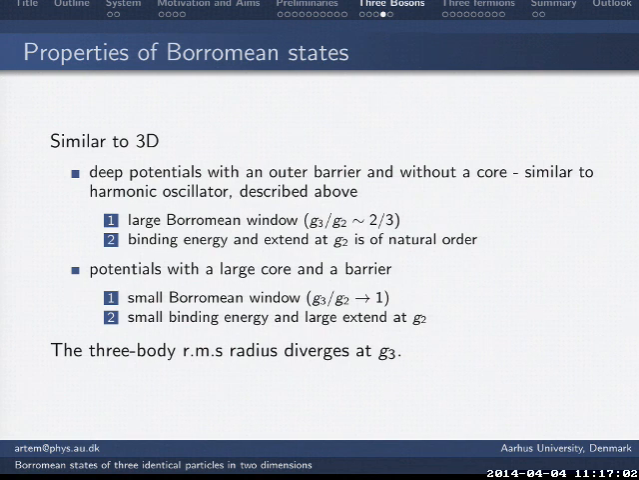So it has a large Borromean window, and the binding energy at G2 is of natural order. If the depth of the potential is of natural order and the range is of natural order, then your three-body state will be of this order. And potentials with a large core and a barrier give you a much smaller Borromean window, and they have smaller binding energy and large extent. Also, if you go from G2 to G3 in your parameter, the three-body root-mean-square radius diverges. It's nothing special, but it means the state is not confined.